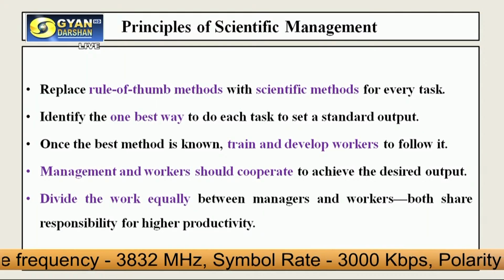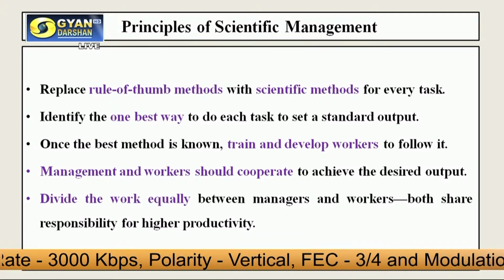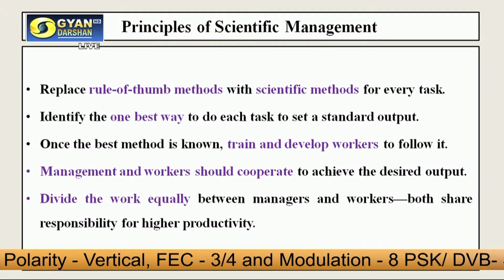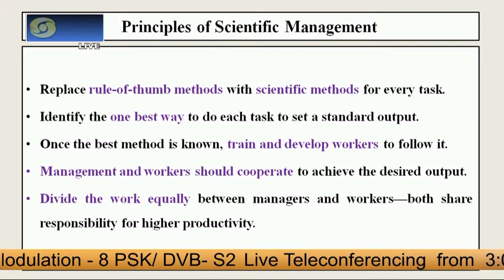The one best way of doing a particular task needs to be identified, so that it would help determine the standard output. Another one is to train and develop workers. As you all know, whenever we go for any work, first we get fresher training, mid-level training, orientation training. There are various trainings, and training is more important. So as the best method, scientifically, we should train, develop, and teach the workers towards the output.